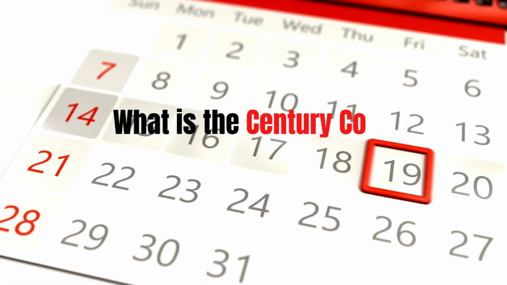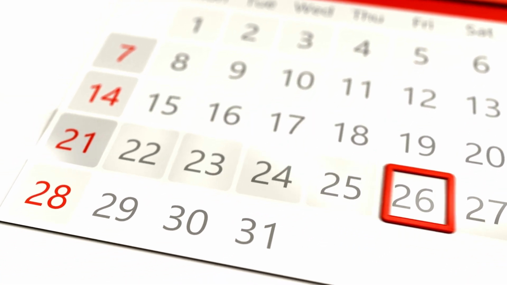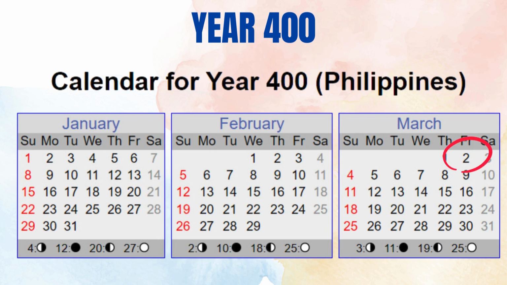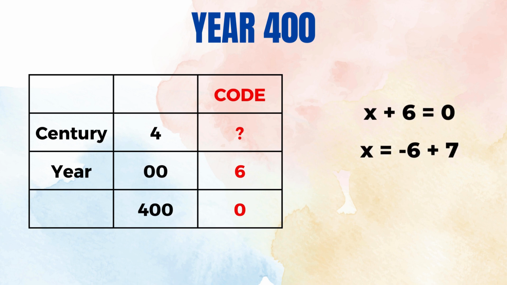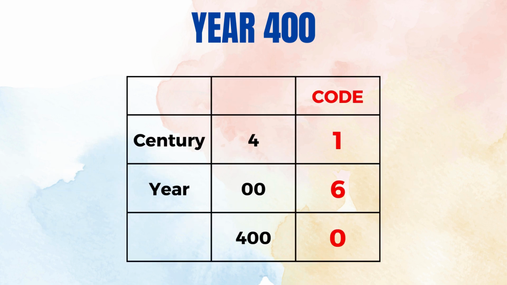What is the century code of year 400? Century is 4, year 00 equals 6, 400 equals 0, x plus 6 equals 0, x equals 1. Century 4 equals 1.